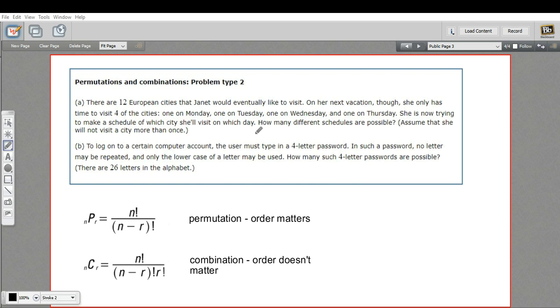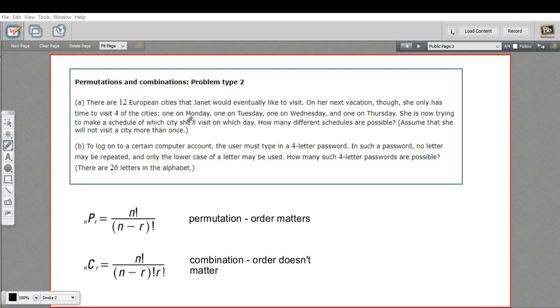Okay, so since we're talking about schedules, I think the order does matter here. Let's say you went to London and then Paris and then Amsterdam and then Prague. That would be one schedule. But going to Prague first and then Paris and then Amsterdam and then London, that would be a different schedule. That's how schedules work: a certain thing you do on a certain day. So I think order does matter here, and we'll have to use permutation for this one.